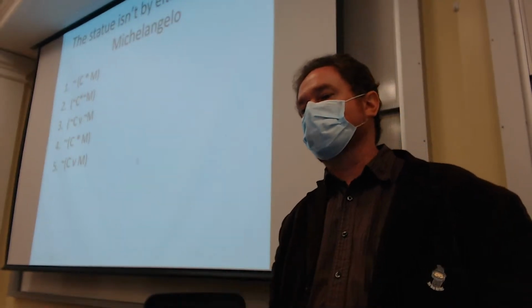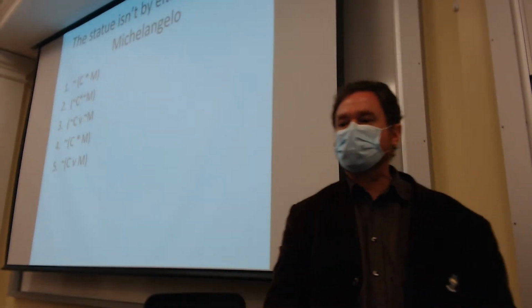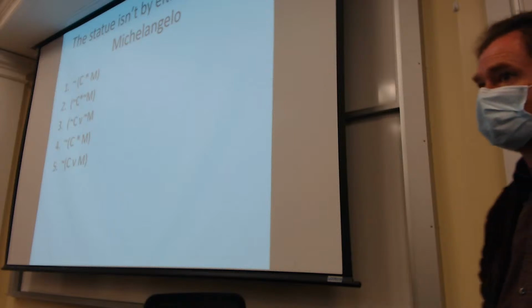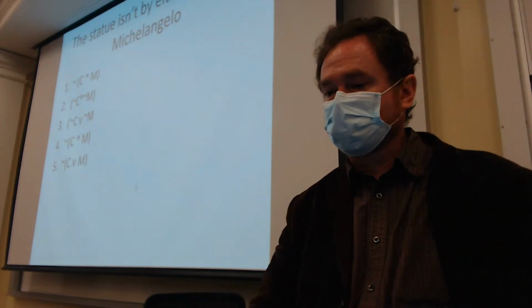The statue isn't by either Cellini or Michelangelo. This one's pretty easy. We've got a negation, either opens a parenthesis, then we have C or A. That one's pretty easy.